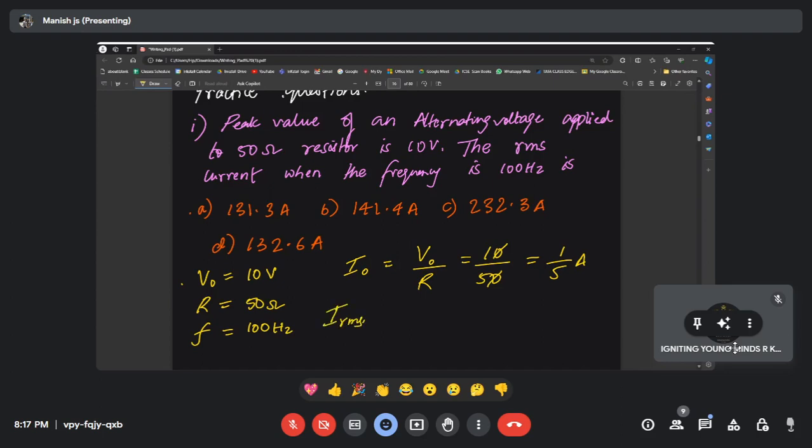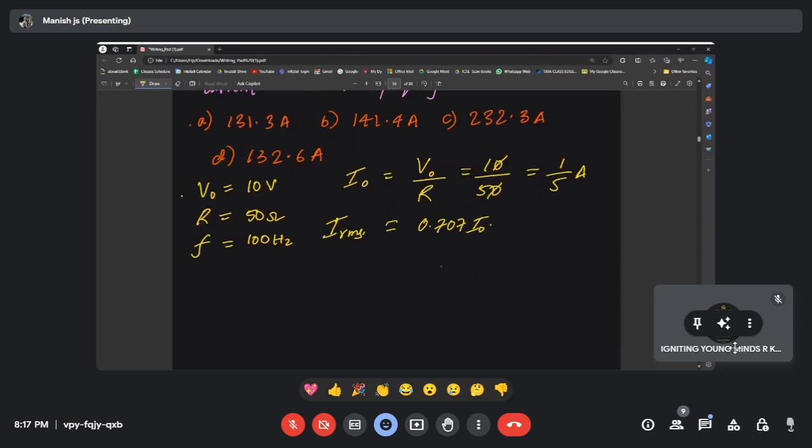What is the relation? I gave you a direct formula in terms of decimal, if you can remember. IRMS is 0.707 times I naught, isn't it? Directly use the formula. Substitute. So what are you getting? 0.707 times 1 upon 5. Cancel out that 5.